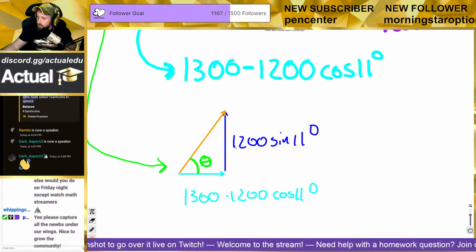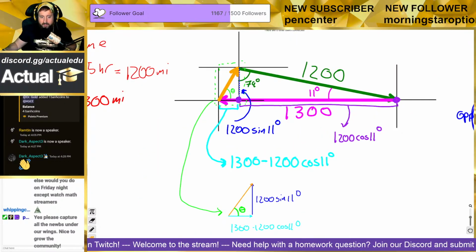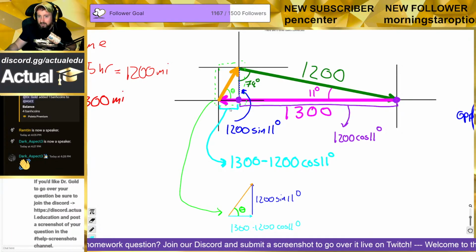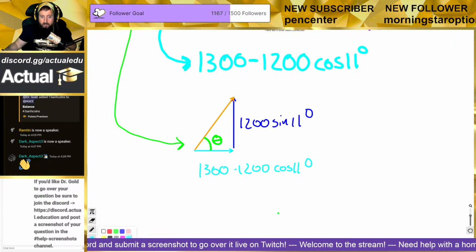And in order to do that, I need to get this angle here, this green angle. So what we did is we got the blue side to this triangle using 1200 sine of 11 degrees, and then we got the light blue side by using 1300 minus the cosine term. So now we're here. Do you know, Equal, how I would get this angle? It's kind of a good question.